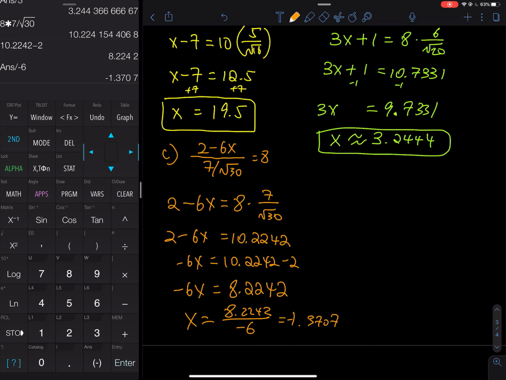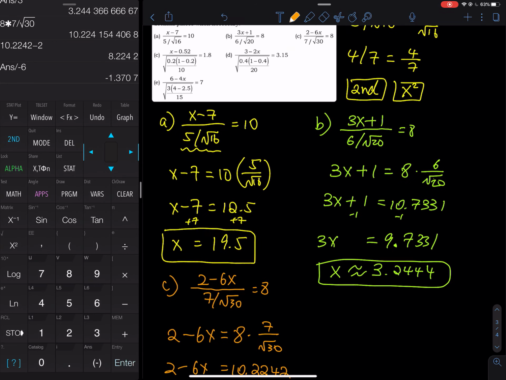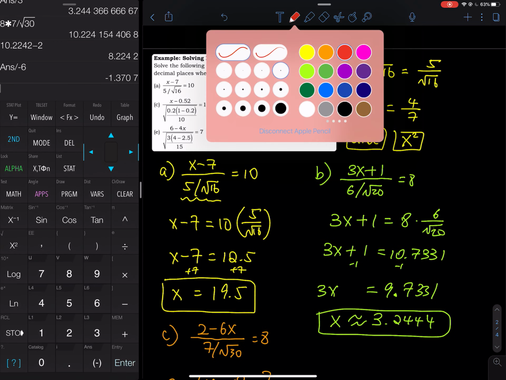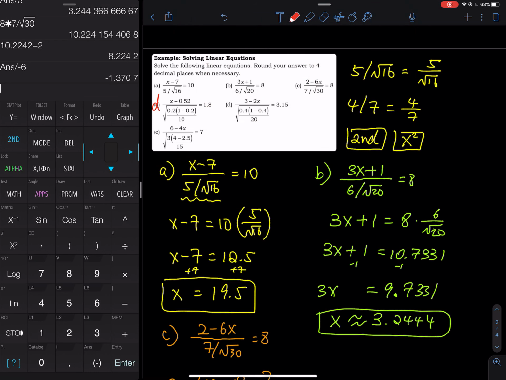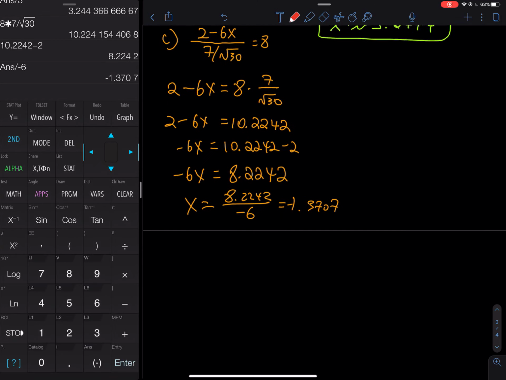I think there is a problem in the numbering, right? So let's go back to the top really quick. We have A, B, C, and D, and then E, and then F. Okay, then we are moving on to D. So moving on to D.